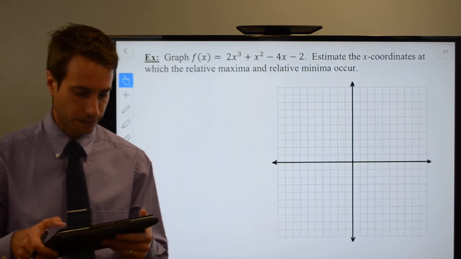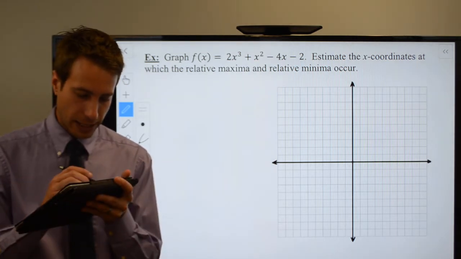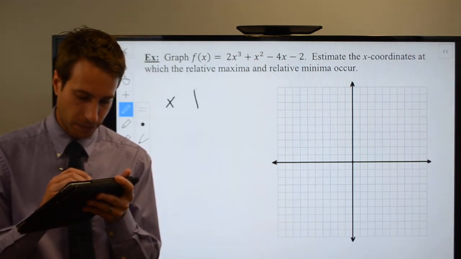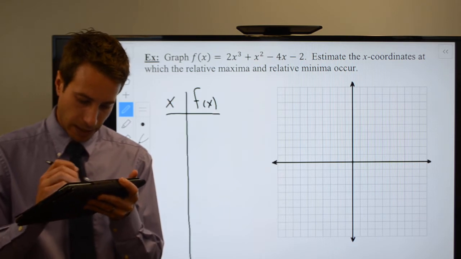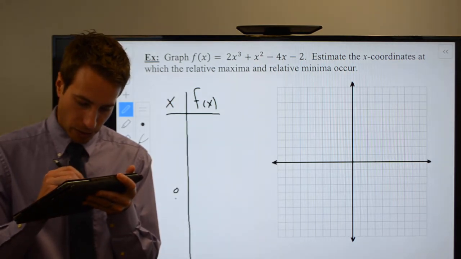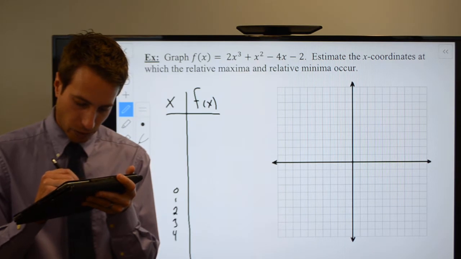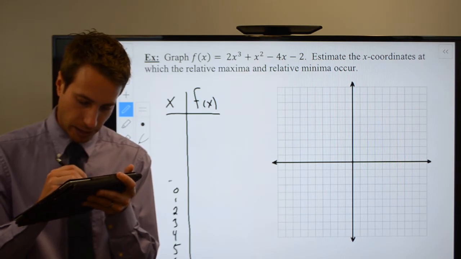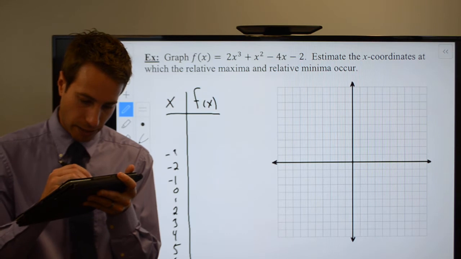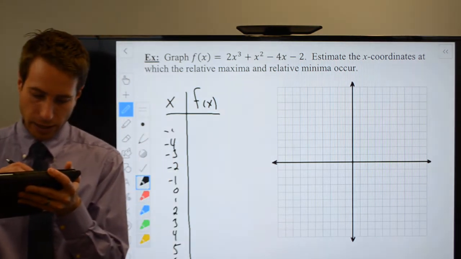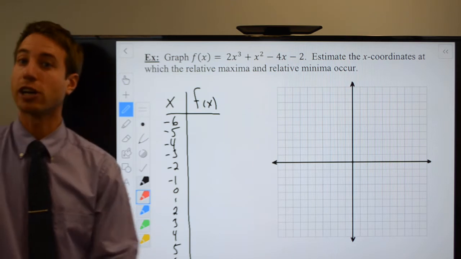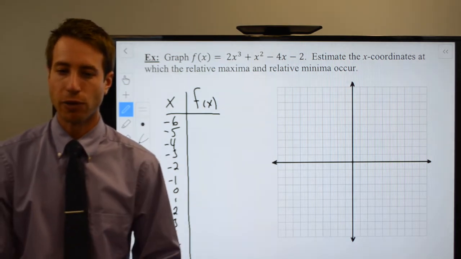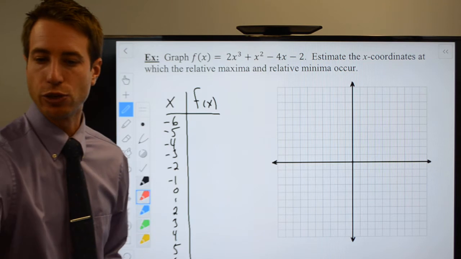All right, here we go. Set up my XY table. Again, I'm going to start at 0, 1, 2, 3, 4, 5, 6, negative 1, negative 2, negative 3, negative 4, negative 5, negative 6. Guys, it is a whole bunch of plugging and chugging just like before in your calculator. Don't fat finger something, and here's what you should wind up with.